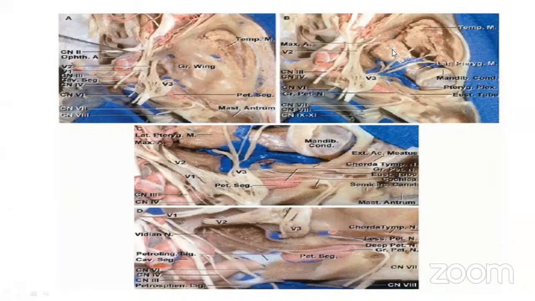This is again same picture, magnified view, just a deeper section where the greater wing of the sphenoid has also been removed. And this region is showing the infratemporal fossa containing the pterygoid venous plexus, which connects to the cavernous sinus via a vein into the emissary foramen of sphenoid bone. So these pictures again are showing the magnified view.